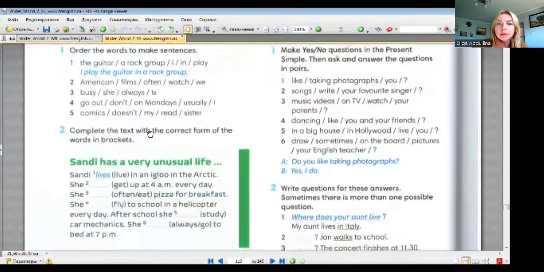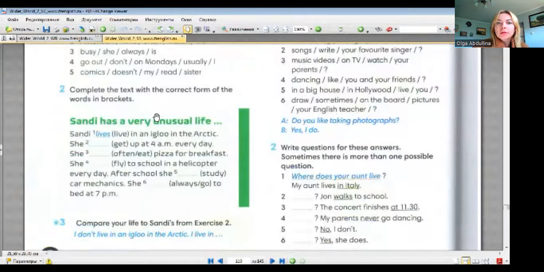Then, exercise 2. Complete the text with the correct form of the words in brackets. The main thing here is not to forget about letter S. Основне тут не забути про літеру S, а також не забути про місце прислівника, який вказує на частоту виконання дії в реченні.